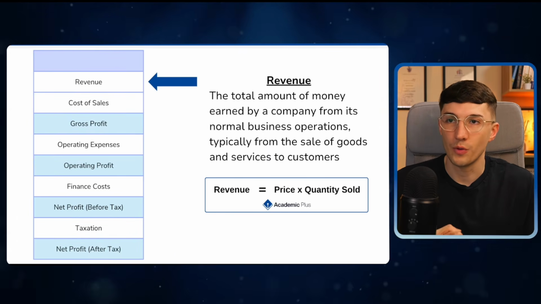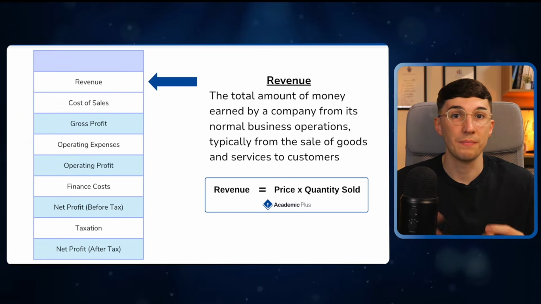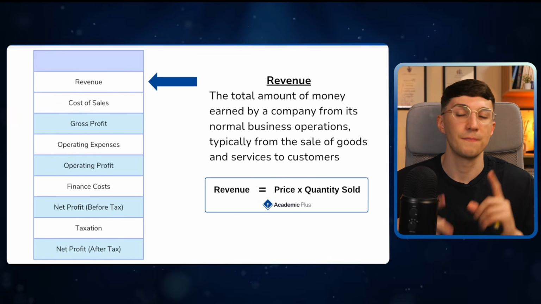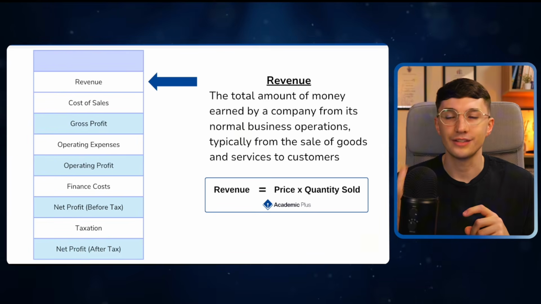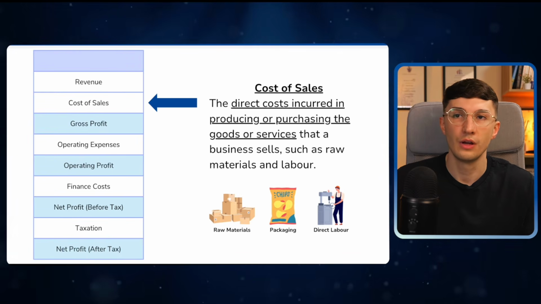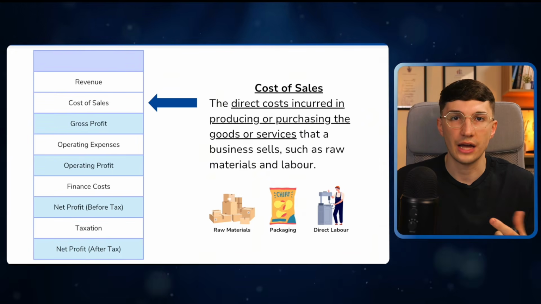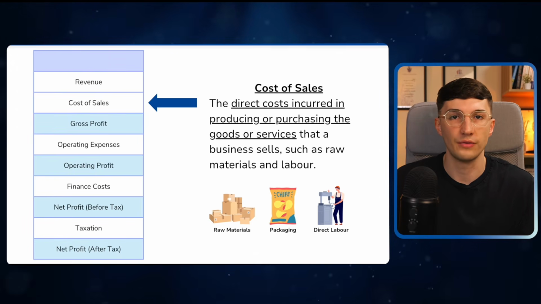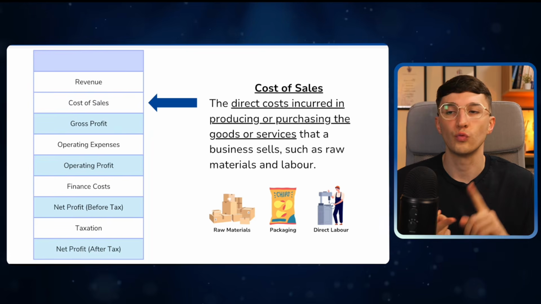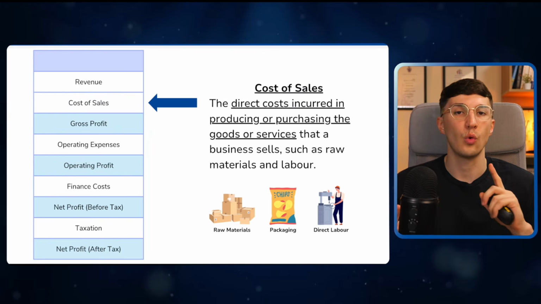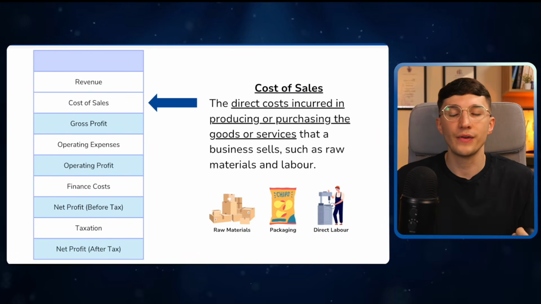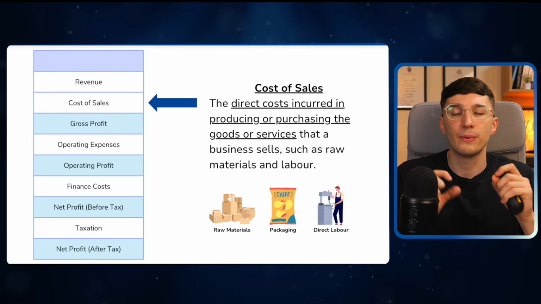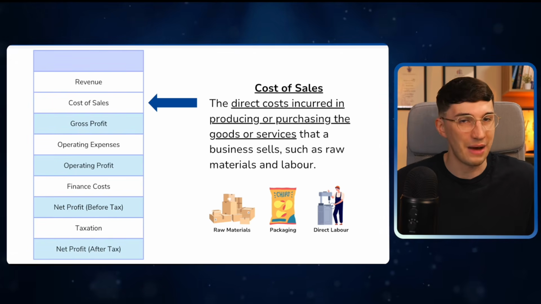First of all, we've got the company's revenue, of course the money that we make from selling our products or services. And the way we calculate this, we take the selling price times the quantity sold. Then we have our cost of sales. These are the direct costs involved with producing a product or service, and that will typically include your raw materials, packaging costs, and also the direct labour. Direct labour being the employee costs of people who are directly involved with making that product.